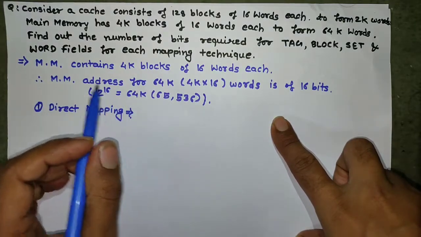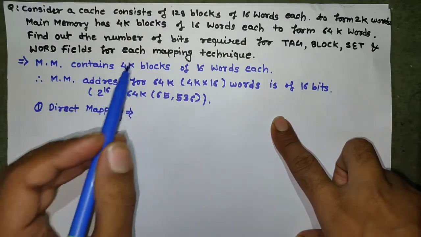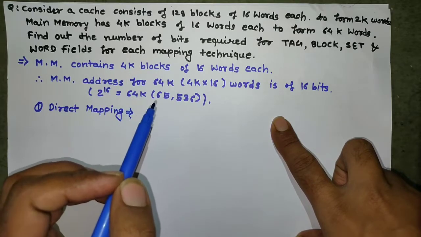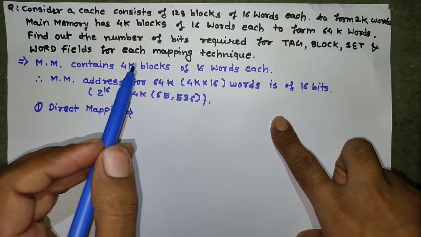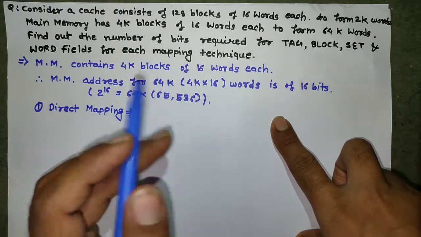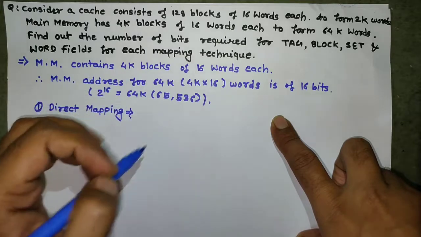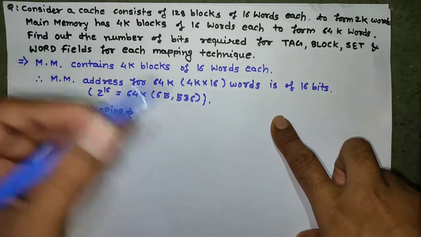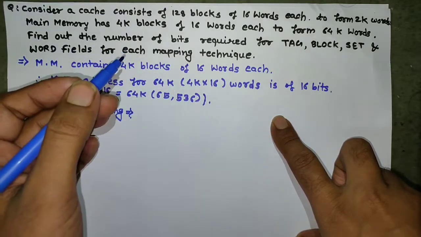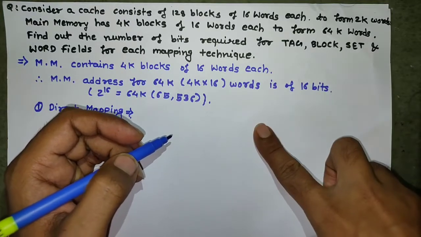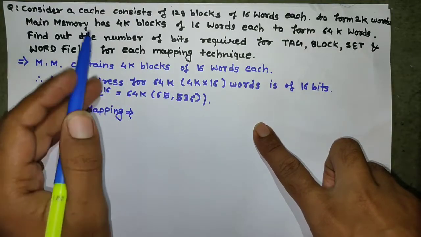So we will try to find the solution for the problem given. The problem we have considered is the same as what we discussed in the part 2 video. So please watch the part 2 video first, then watch this video, so you will get a better idea and can compare the answers with the previous video. There we directly considered answers. Here we will find the tag, block, set and word field for each of the mapping techniques.